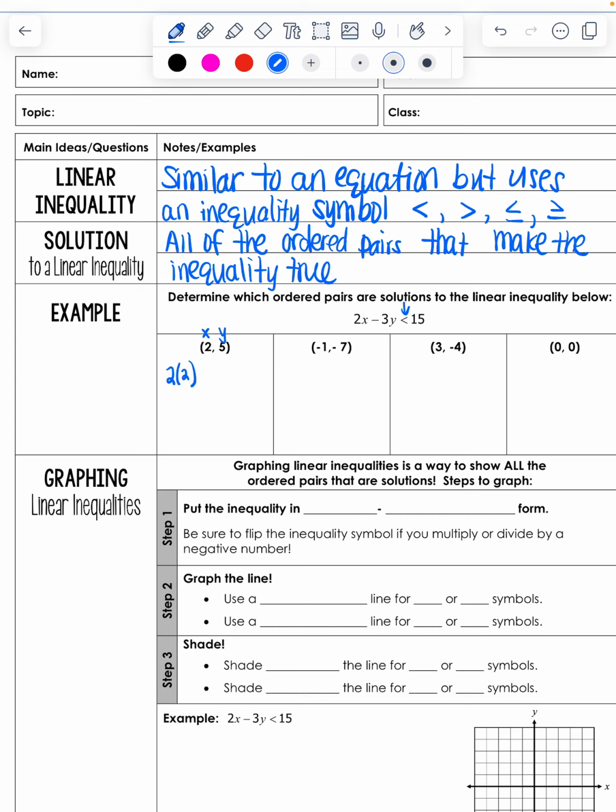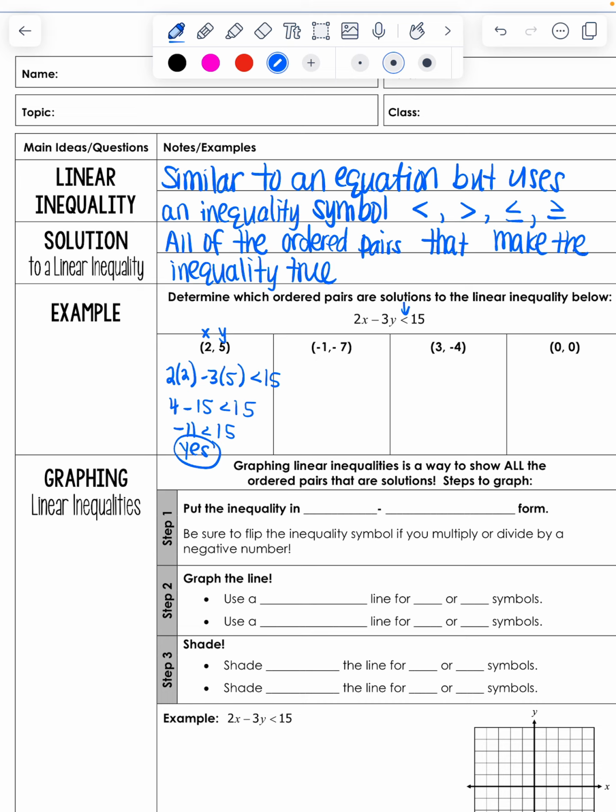So it is 2 times 2 minus 3 times 5 less than 15. Well, 2 times 2 is 4. And then this is going to be minus 15. And 4 minus 15 is negative 11. And negative 11 is less than 15. So this would be, yes, it's true. 2, 5 is a solution to a linear inequality. Now for a linear equation, there's only going to be one answer. But for an inequality, there can be several answers. And I'll explain why once we get to the graphing part.